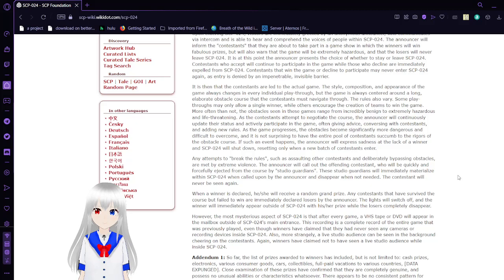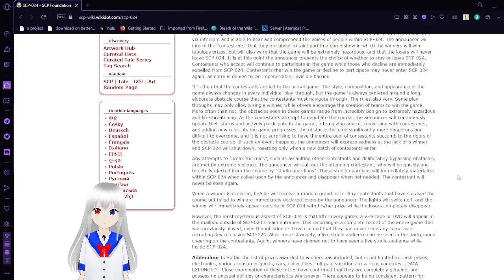the announcer will express sadness at the lack of a winner, and SCP-24 will shut down, resetting only when a new batch of contestants enter. Any attempts to break the rules, such as assaulting other contestants or deliberately bypassing obstacles, are met with extreme violence. The announcer will call out the offending contestant, who will be quickly and forcibly ejected from the course by studio guardians. These studio guardians will immediately materialize within SCP-24 when called upon by the announcer and disappear when not needed. The contestant will never be seen again.